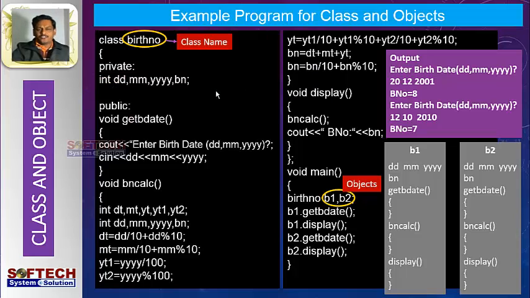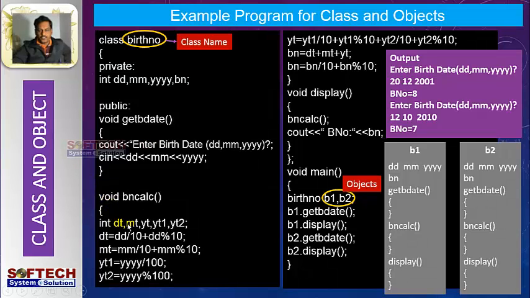What are the functions? First we want to get the date from the user. So here we write one method, that is a function, to get the date. The function name is void getdate. Cout enter birth date dd, mm, yy. Then we get input dd, mm, yy. This function helps to get the date, month, year.